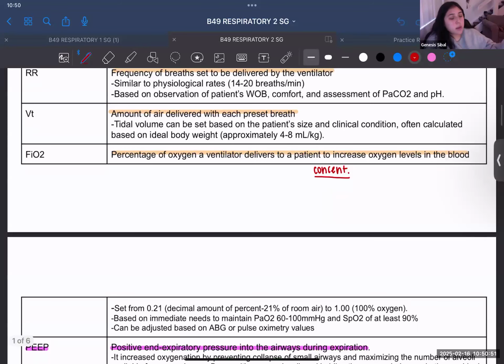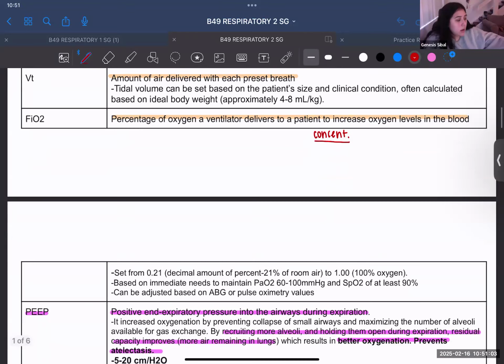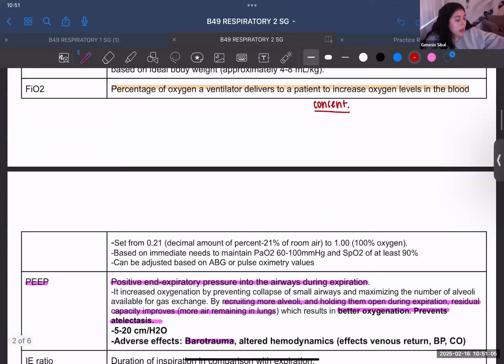So, based off of the respiration rate, if I have 12 as my respiration rate on a vent, the tidal volume is like 400 mLs. That means I'm getting 400 mLs of oxygen for every single breath, which is in those 12 breaths in a minute or whatever. So there's that.